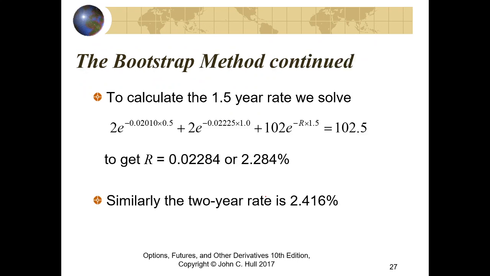To find the zero rate for this bond, we follow the same process that we did with the 1.5 years, and we will find that the 2-year rate is 2.416%. I advise you to follow the same process on the 2-year bond and verify that the zero rate for a maturity of 2 years is 2.4516%.